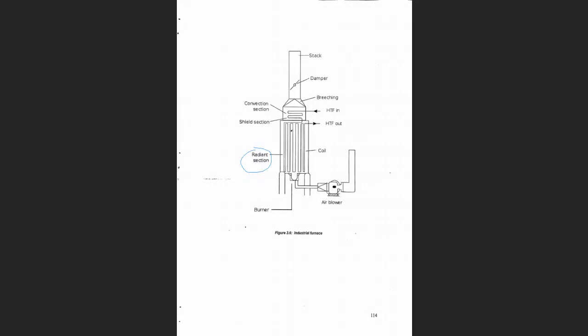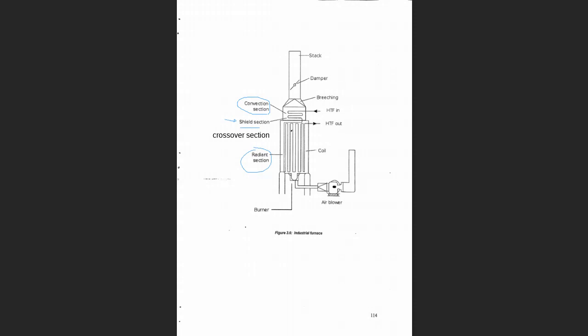I've never heard anyone saying shield section. I mean, sometimes they call it the cross over section. هذه المنطقة يا إخوان اللي من خلالها عادة في الكروس اوفر التيوب يطلع من الكونفكشن سكشن إلى الخارج، بعدين يدخل إلى الراديانت سكشن أو الفاير بوكس.